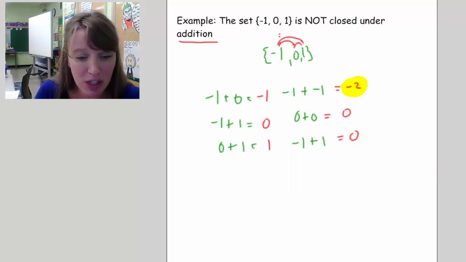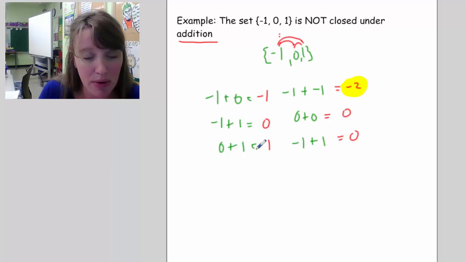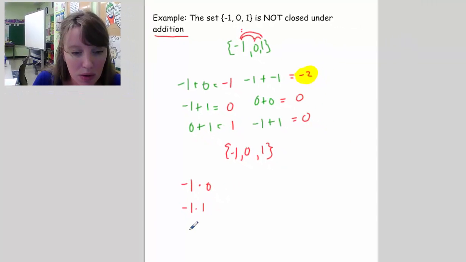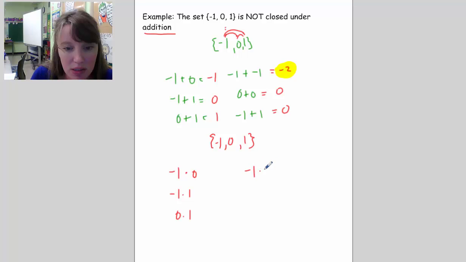Okay, if I looked at the set under multiplication, however, so if I look at this set here and multiply everything together, so -1 times 0, let's try this. Let's see if it's closed under multiplication. So this would be 0 times 0 and 1 times 1.